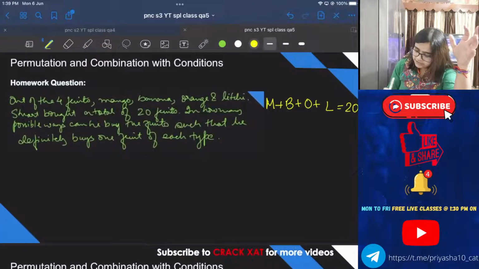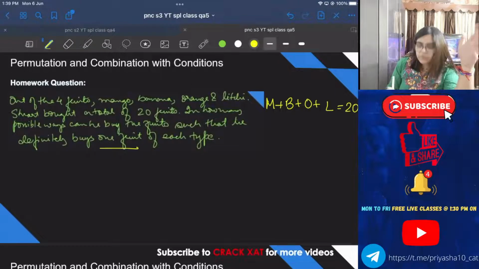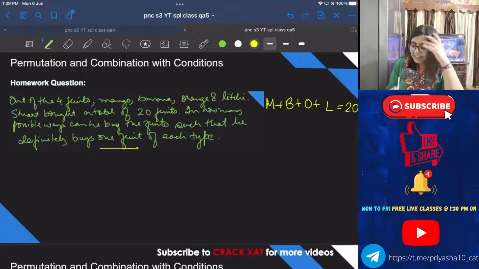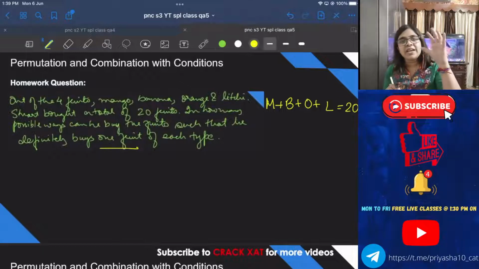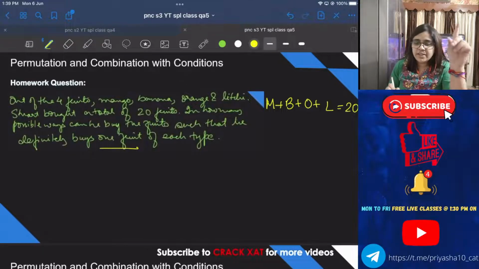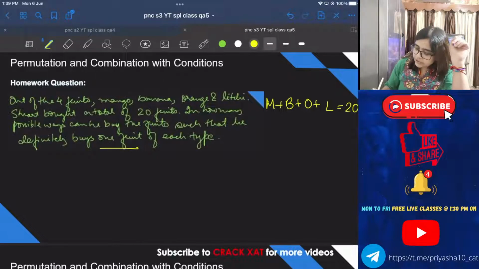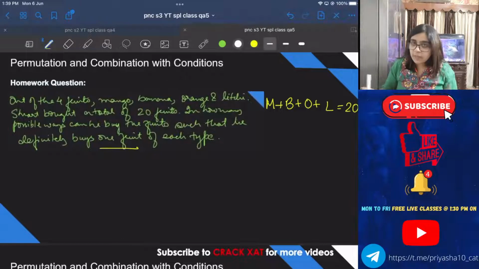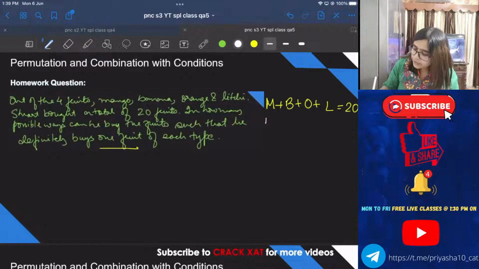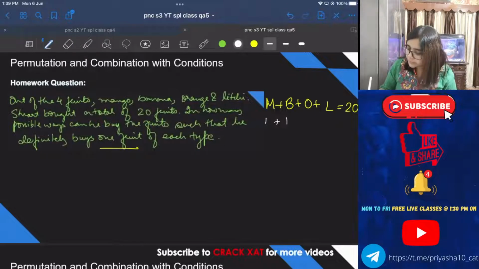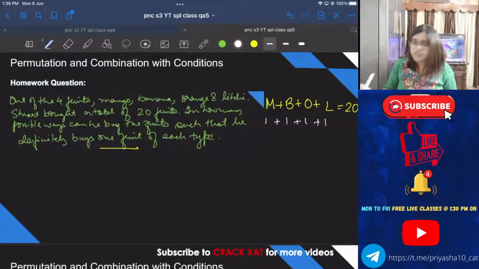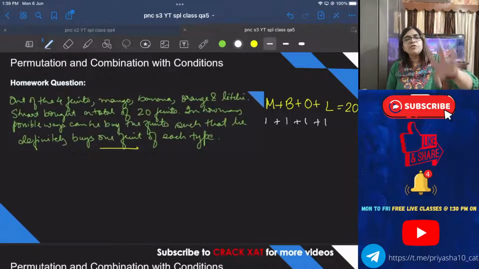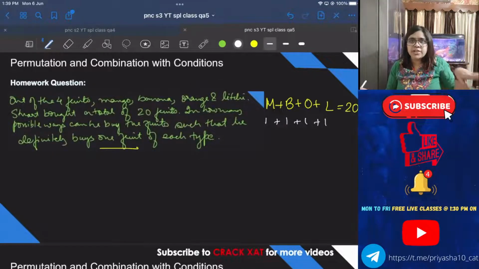Where is the word at least? One fruit. Oh, okay, I wrote it in a stylish way. Definitely buys at least one fruit means every fruit is at least one in the bucket. Very good. So what we will be doing here is, if every fruit needs to go by one, I'll give one fruit here, one here, one here, one here. Now 4 fruits are fixed. We can't change anything in these 4 fruits, correct?